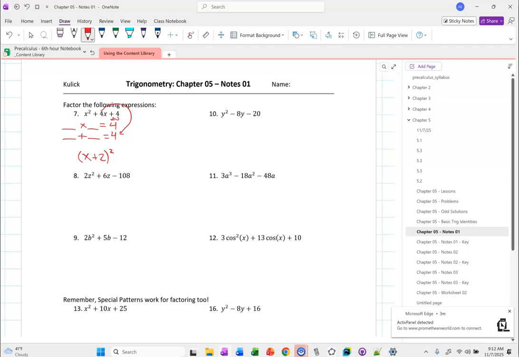How many sets of integers are going to add to give us positive 4? Infinitely many. 0 and 4, 1 and 3, 2 and 2, -1 and 5, -2 and 6, -3 and 7, and it goes on forever. Which list would you rather deal with?